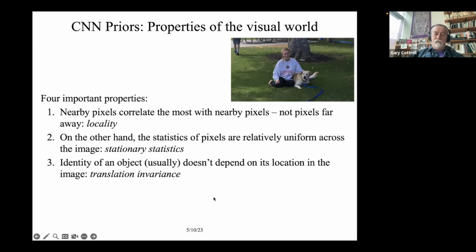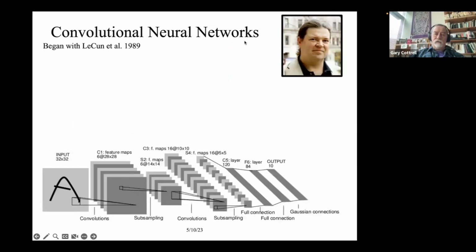And the identity of an object doesn't depend on its location in the image. So this would be Tess here if she was here, or if she was over here in the image. So there's translation invariance in that sense. And objects are made of parts. So Tess has hands, arms, a body, and a head. So convolutional neural networks encode these.